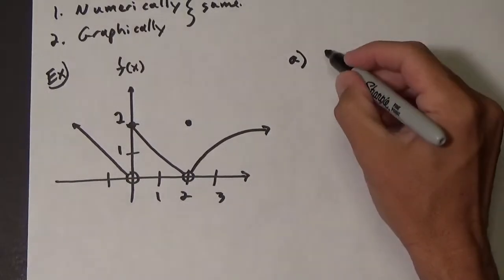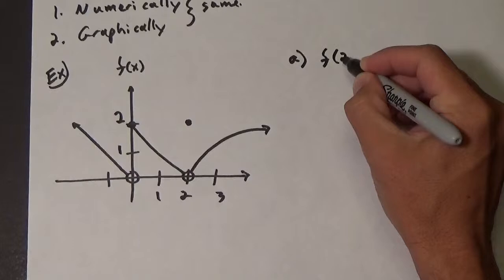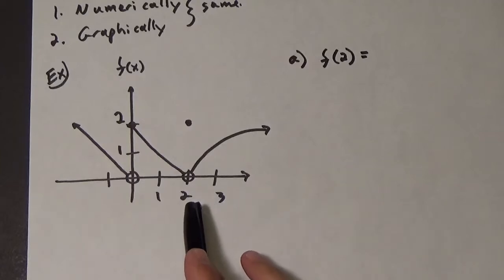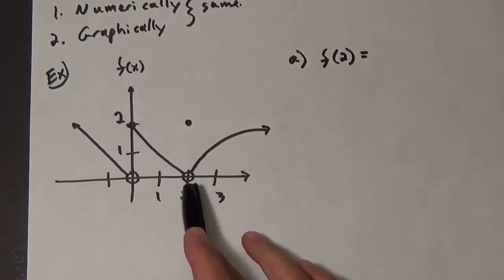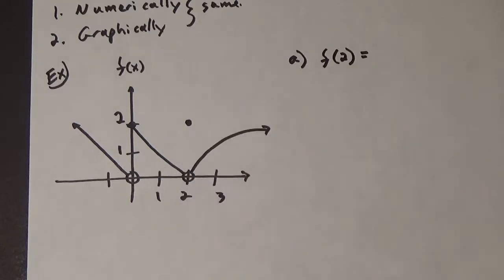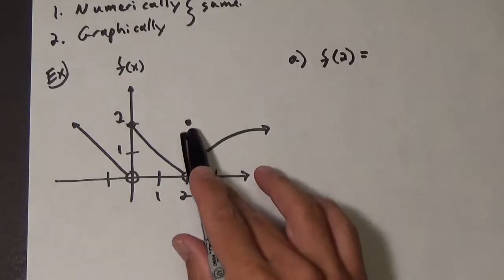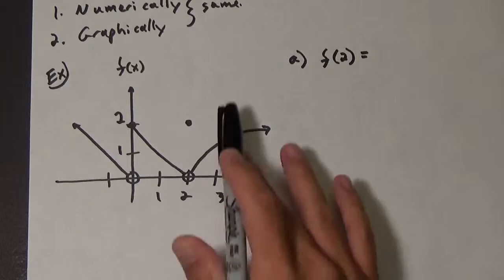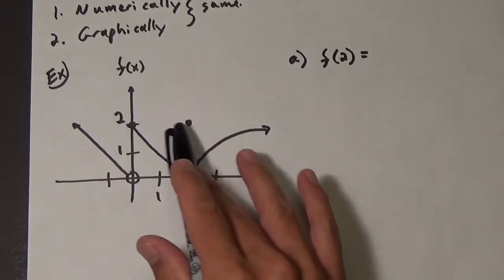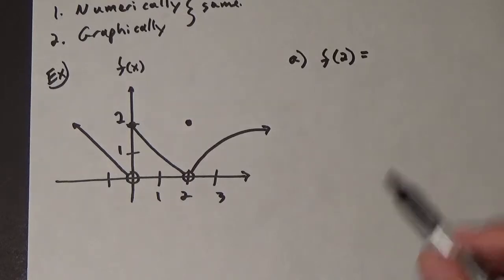First of all, what is this function evaluated at 2? Now, notice when we look at our graph, down here there is a circle, so that means we're bypassing that 2, we're just jumping right over it. But up here is a dot. So what this graph is telling us is at x equals 2, the function is 2.